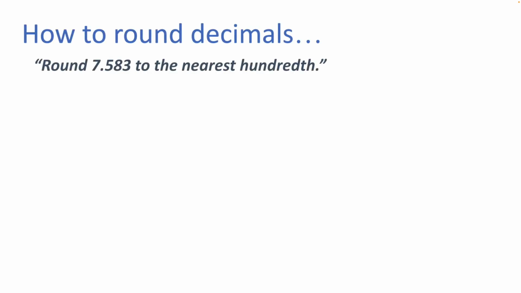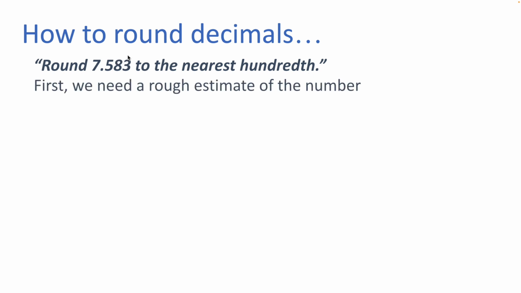Okay, so let's try another one. Round 7.583 to the nearest hundredth. Now, if we remember our place value chart, it has this TH, so we know it's on the decimal side, and it's the second one in. So we have tenth and then hundredth. So I'm going to cut the number right here between the 8 and the 3.